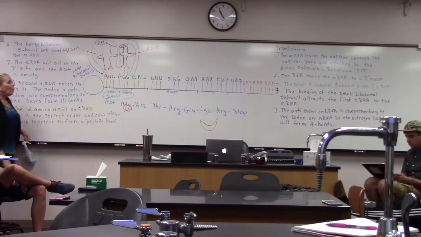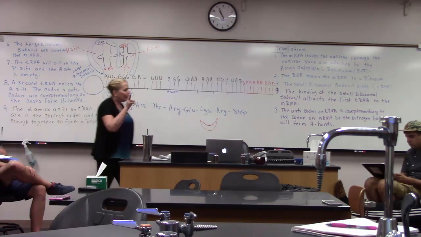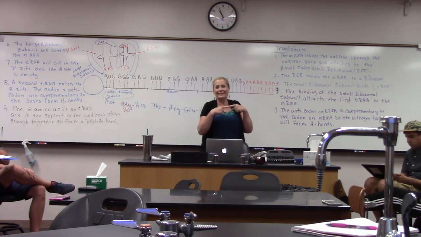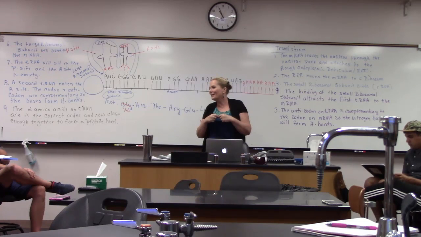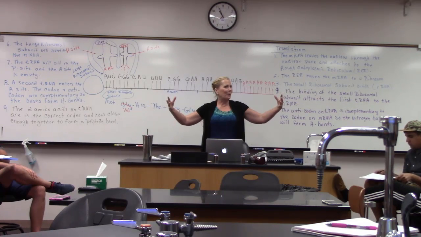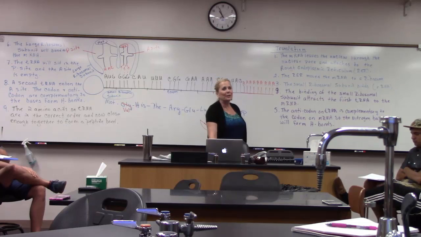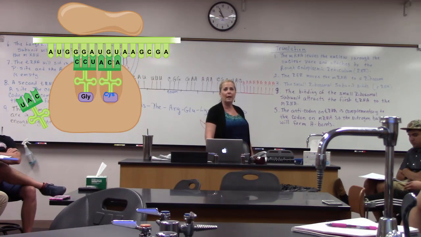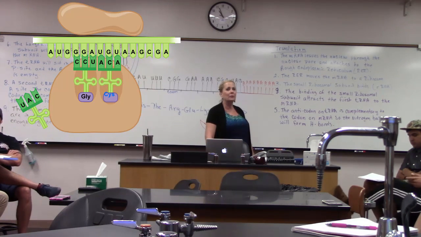Okay, so now, once our second transfer RNA comes in, we have this little teeny 2 amino acids joined together. Now we've got to join a whole bunch more. So the next thing you're going to see is the small and the large ribosome are going to move down 1 codon. So we've got our next transfer RNA ready to come into the A site.